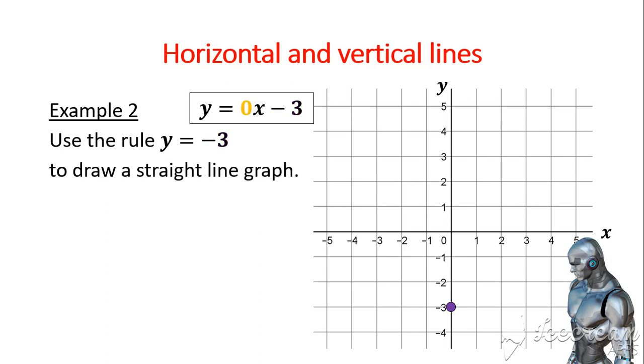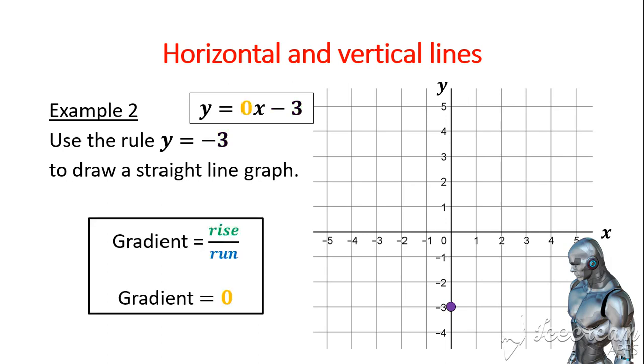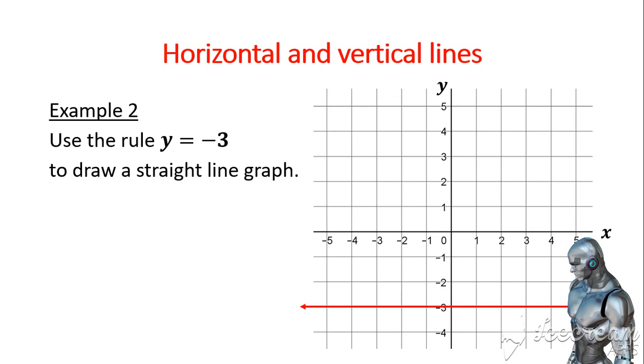We know it's got a gradient of 0, so we just talked about that. A gradient of 0 is a horizontal line, so we can draw a horizontal line through negative 3. And that's the graph of y equal to negative 3. Once we start getting a little bit more confident, we can say, well, what about the graph of y equal to 1? That must just be a horizontal line through when y is equal to 1.